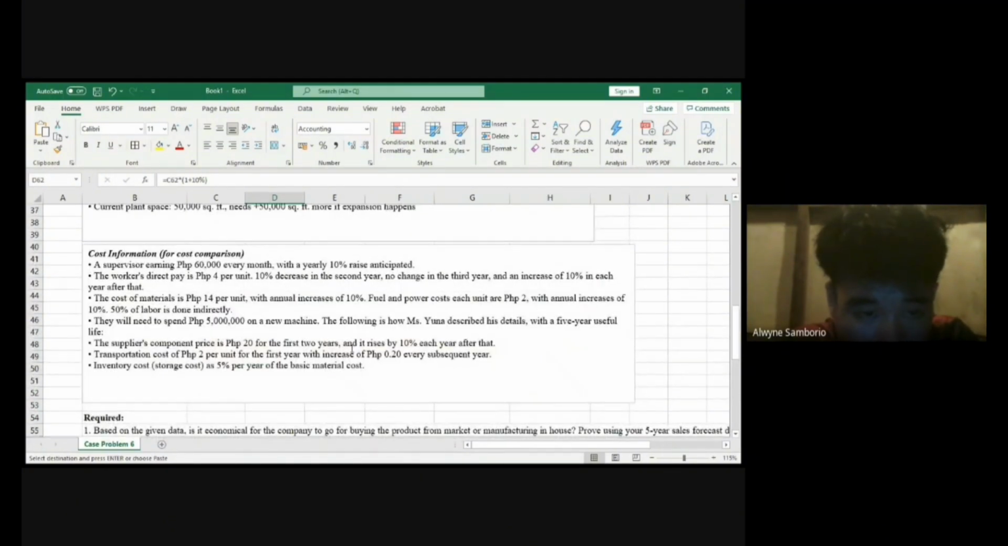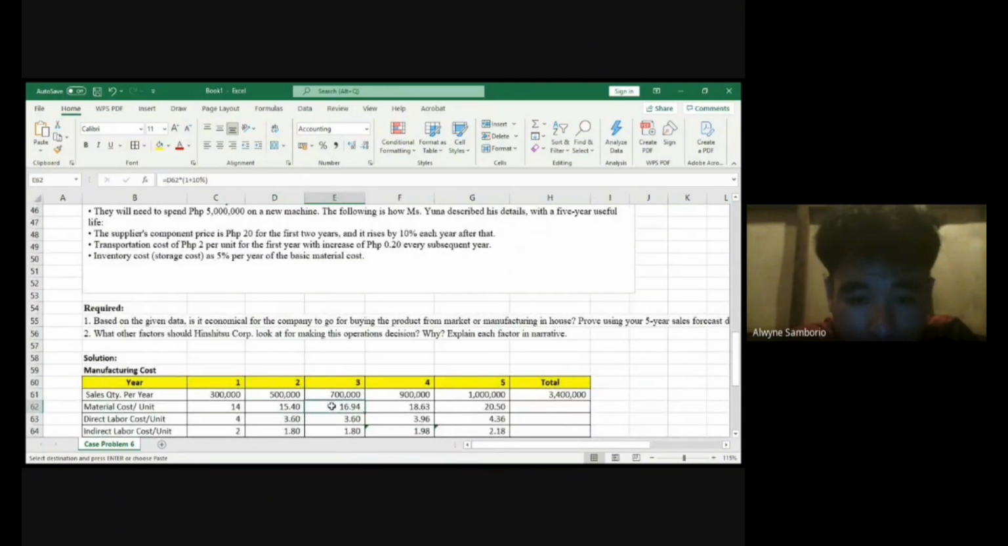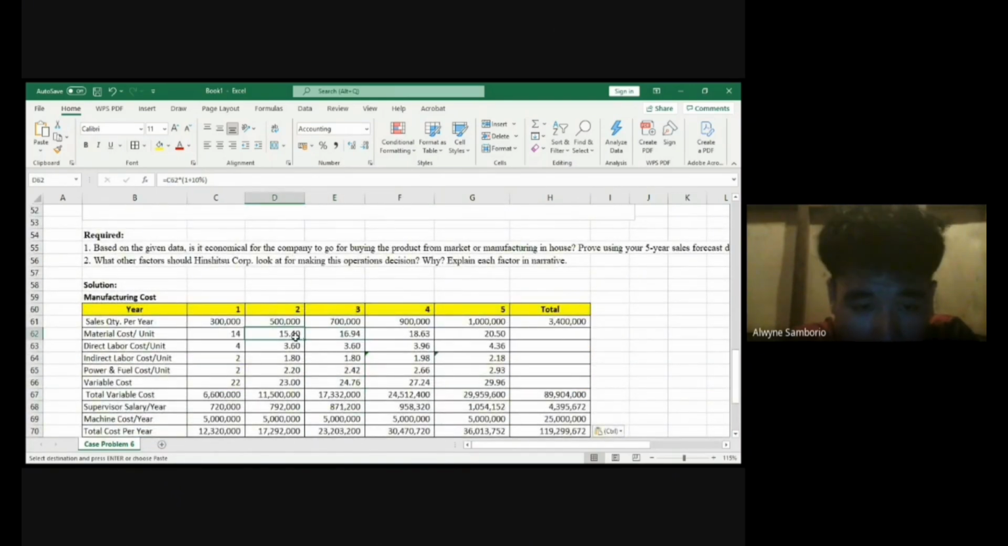For the successive years, it increases by 10%. So 15.40 times 1 plus 10% is 16.94. Then 16.94 times 1 plus 10% became 18.63. Then for year 5, 20.50.